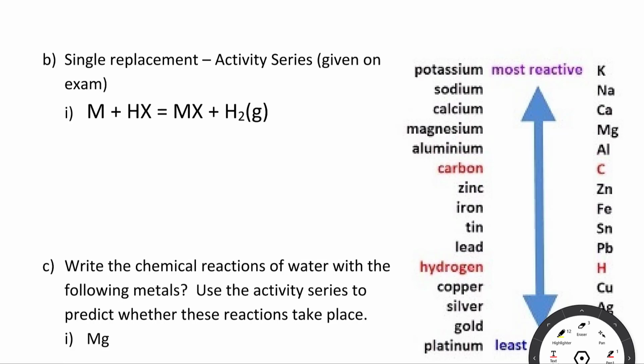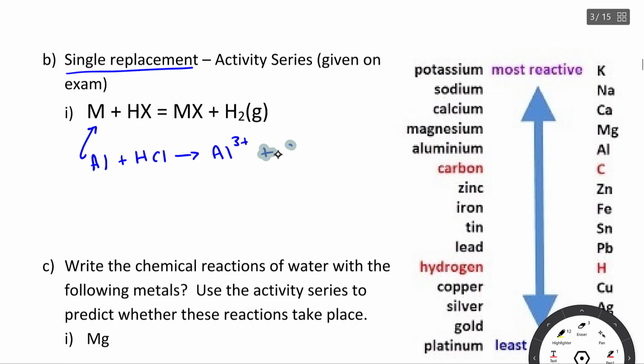This is called a single replacement reaction. And in general, you have a metal. So for example, aluminum. And then you have an acid like HCl, like that. And when you react these, you're going to get aluminum 3 plus, AlCl3, plus H2, like that. So how did I get that, right?